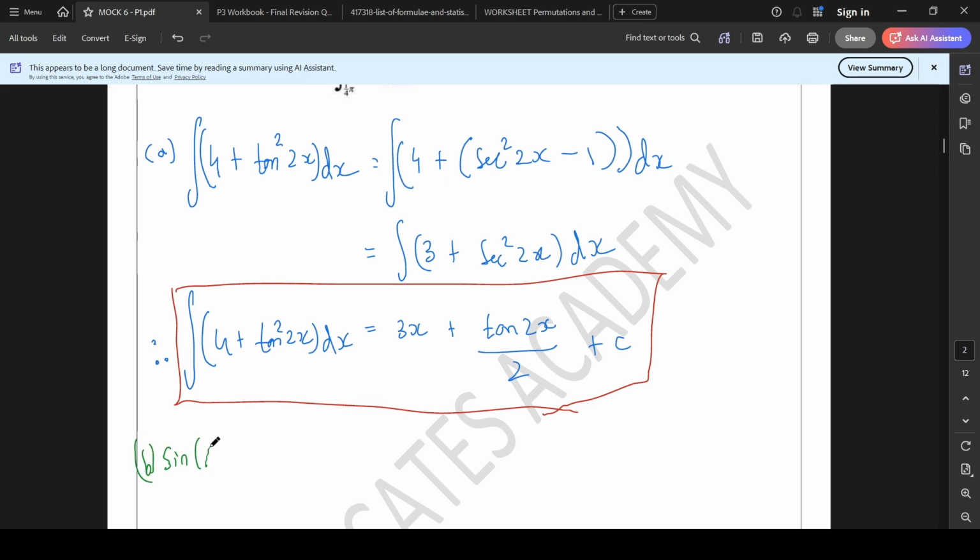I know that sine of A plus B is equal to sine A cos B plus cos A sine B.